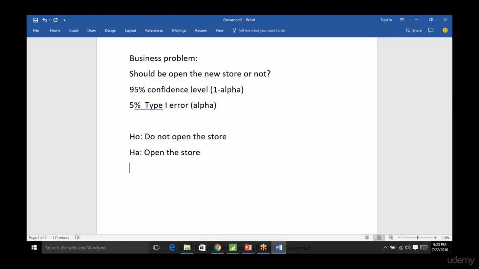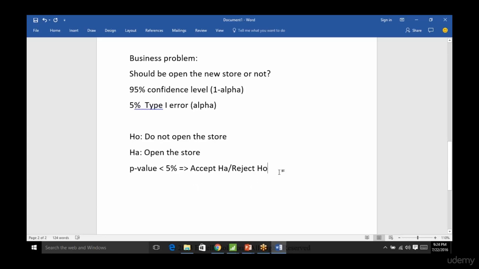When would you open the store? If the probability of you going wrong if you open the store is going to be less than 5%, right? If the probability of you going wrong would be less than 5%, only then you would open the store. What does that mean? That is when you're going to accept alternate hypothesis, but statistically we say we reject null hypothesis. We talk only in terms of null hypothesis on whether we reject or we fail to reject, and that's statistical term. For business purposes, accept alternate hypothesis also would make sense.